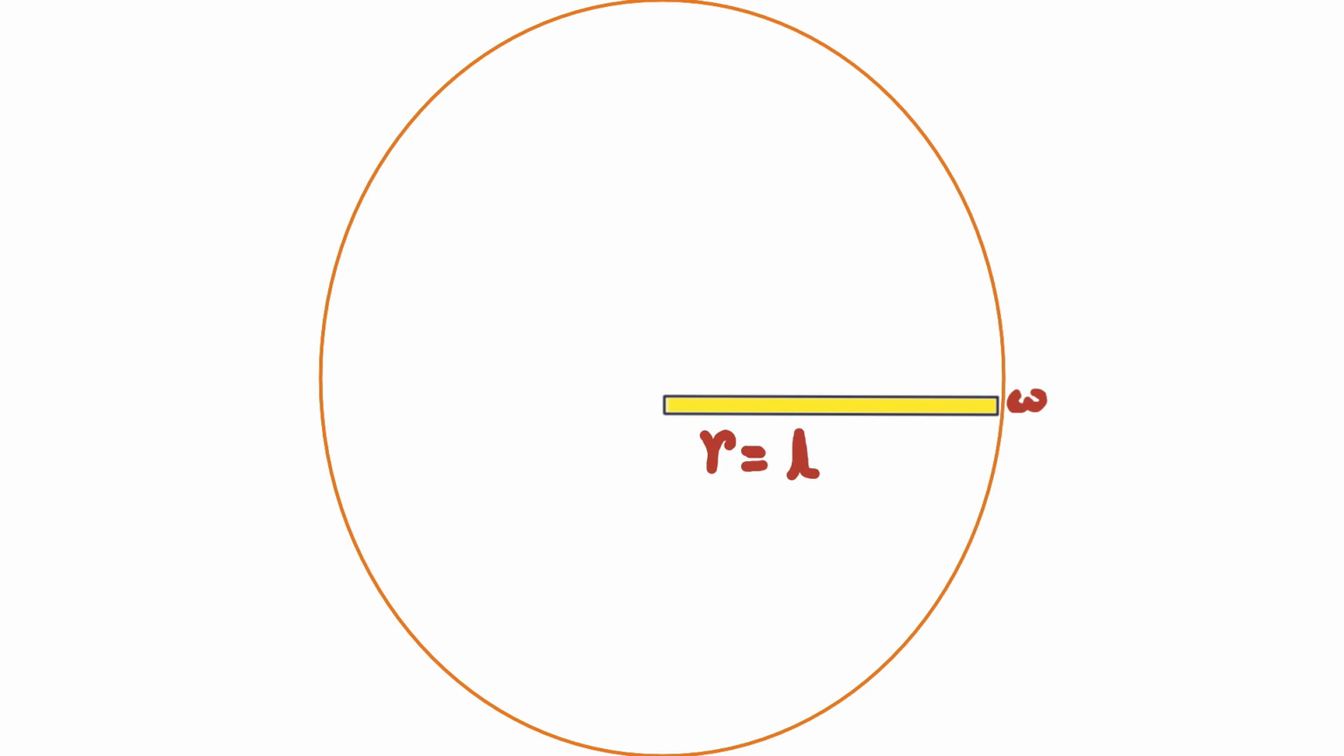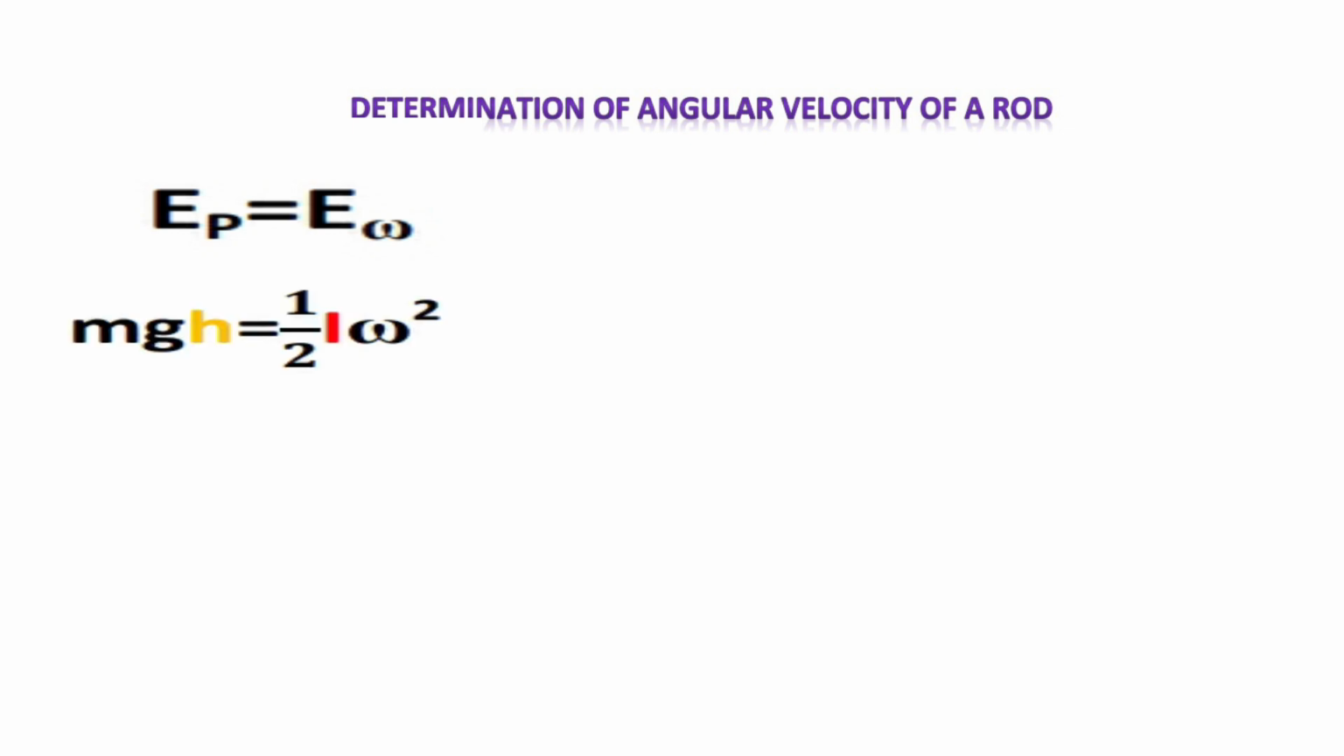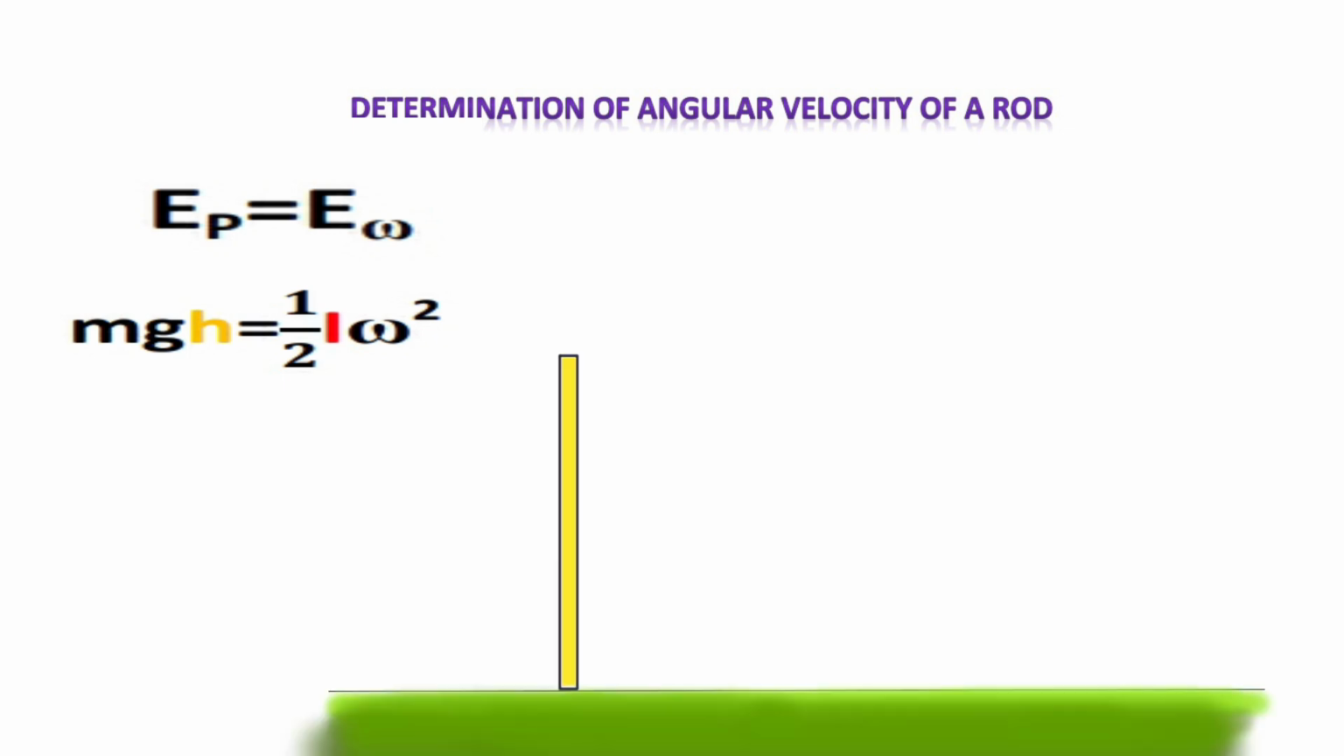Therefore, we can write potential energy E_p is equal to rotational kinetic energy E_ω, or mgh is equal to half I ω². Here the two main variables are h, which is the displacement of the center of mass, and I, which is the moment of inertia.